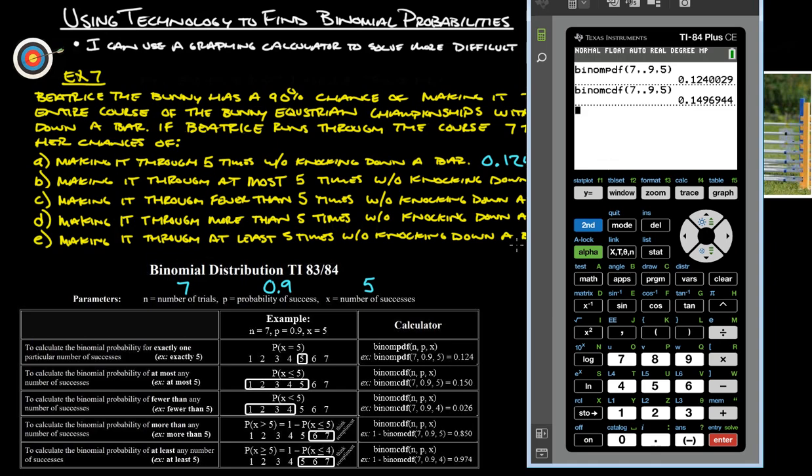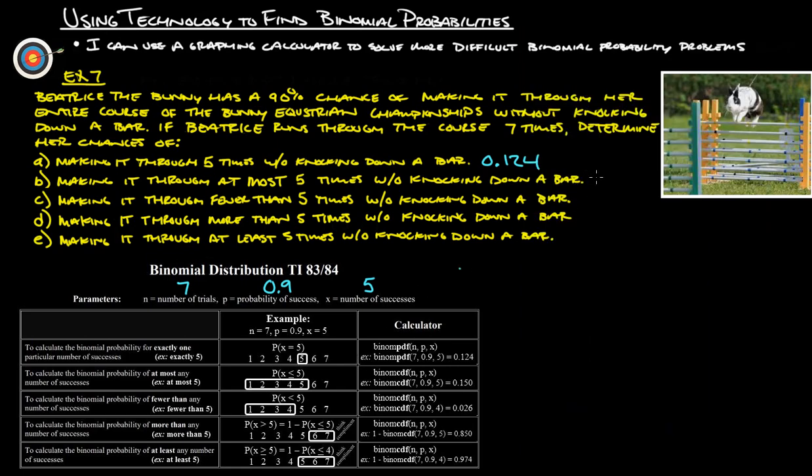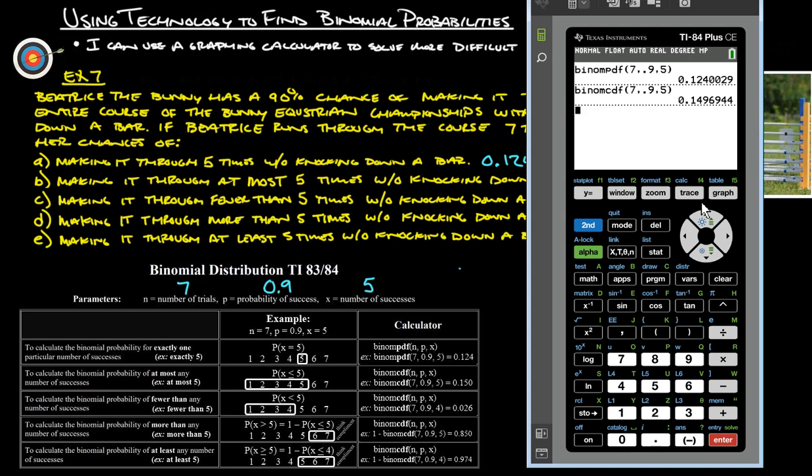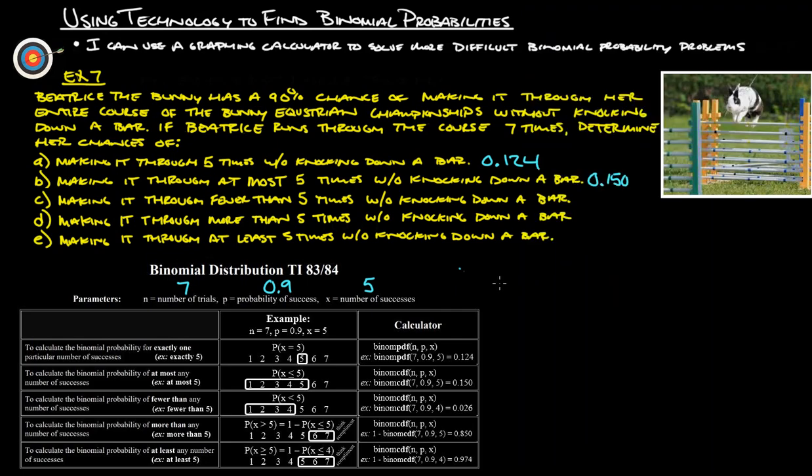So this should be a higher probability here, and it is, but not by much. 0.1496, so we'll call that 0.150, because our 6 takes our 9 and turns it into a 0, so go with that.